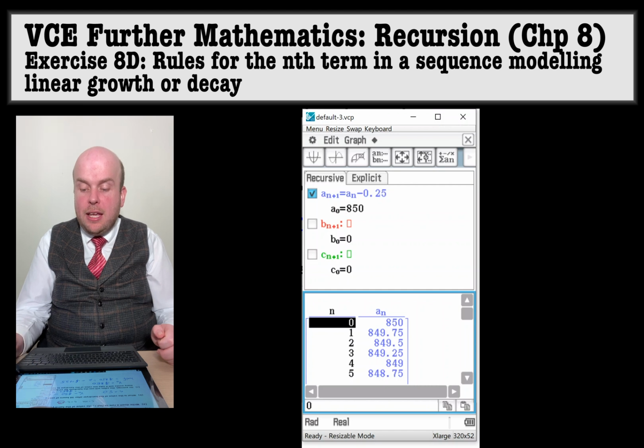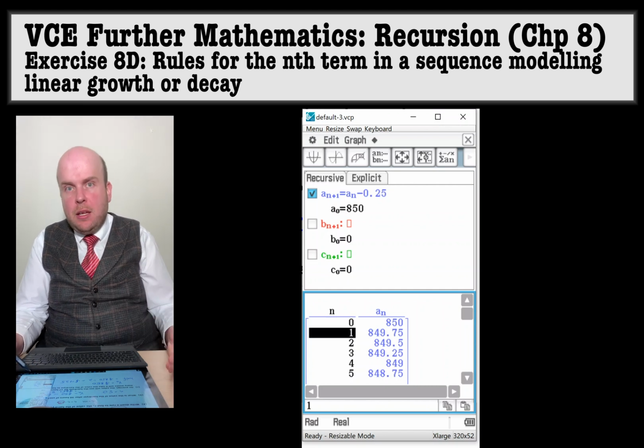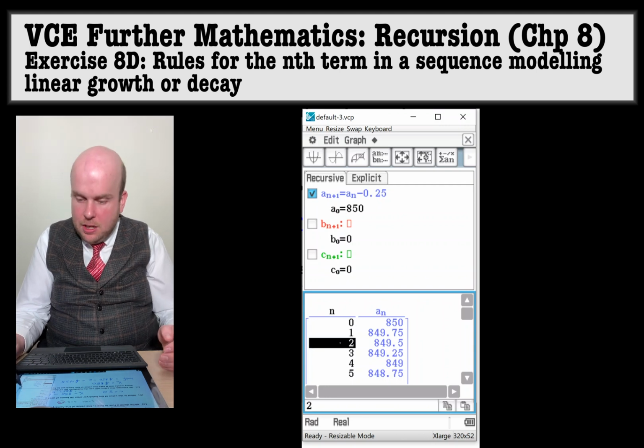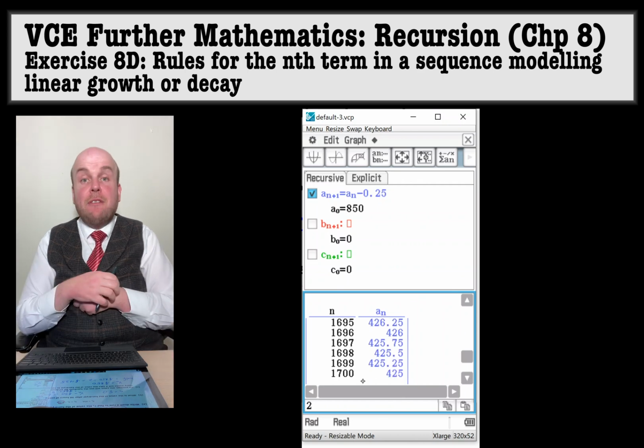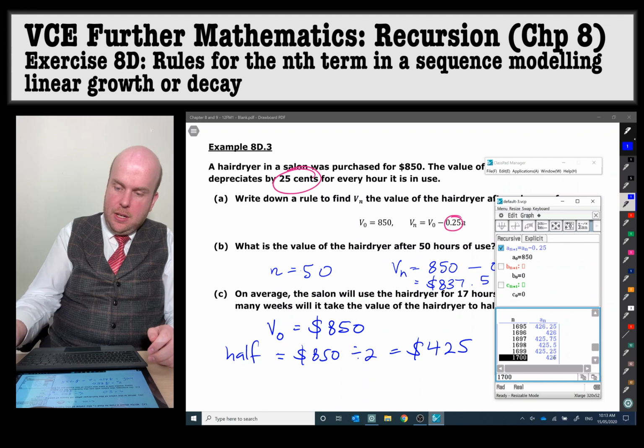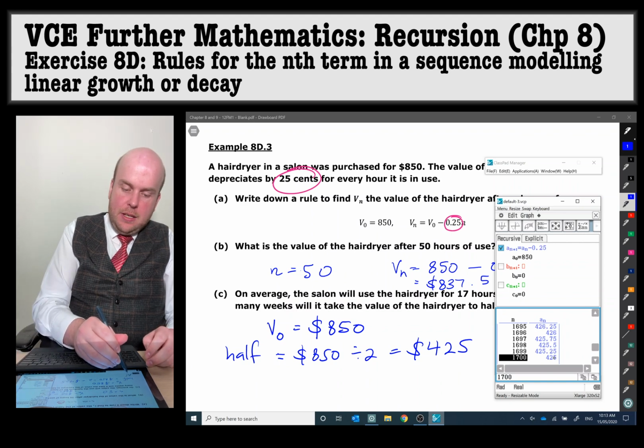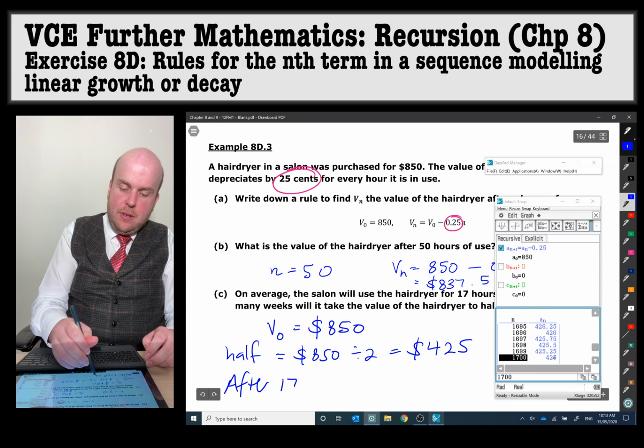So this is dropping by 25 cents each use. The 1 here represents the first use, the 2 here is the second use. So if I scroll down, as you can see, it's a huge, huge list. We want 425, so we're getting closer. Again, we'll just make this a little bit, oh, it's gone too far. 425, there it is. So after 1,700 uses, this will be equal to 425.